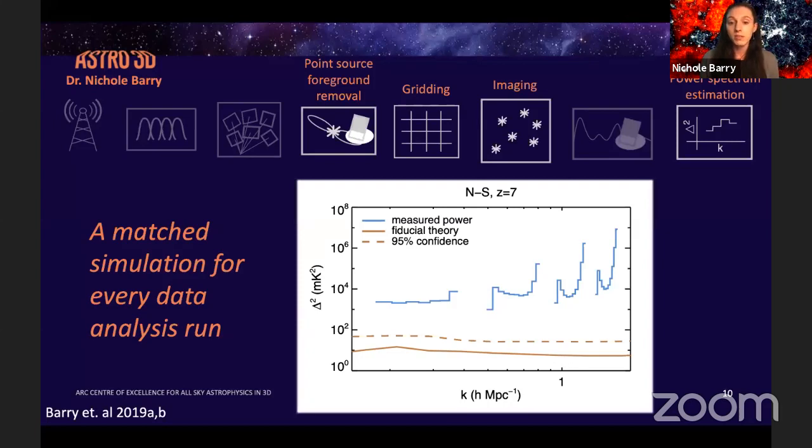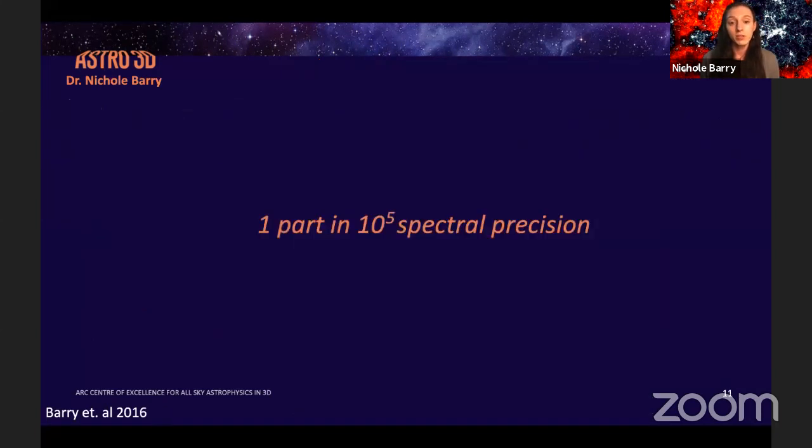So you can see with this simulation, which was done in 2016, that we couldn't even theoretically detect the EOR. But over the course of 3 years, we improved our analysis greatly such that we could theoretically detect the EOR, which is definitely a good first step. I don't have a lot of time to talk about these changes, but the main takeaway from all of them is that you need to have 1 part in 10 to the 5 spectral precision to hit that level of systematics.